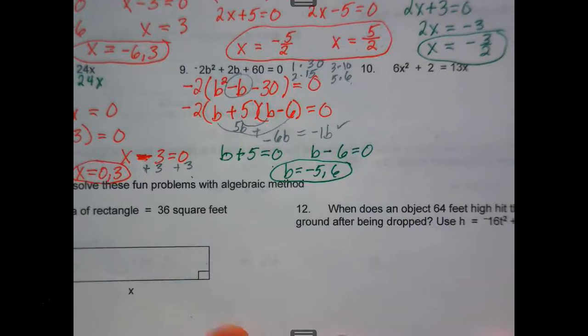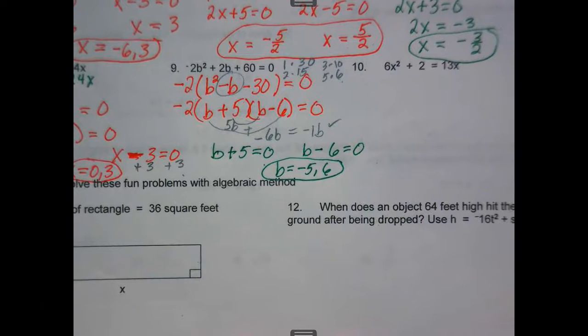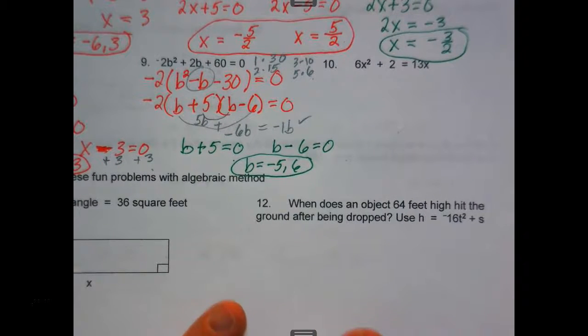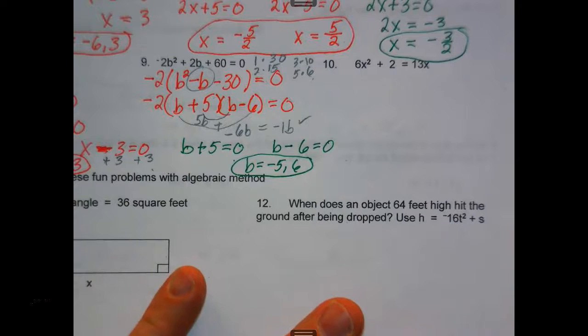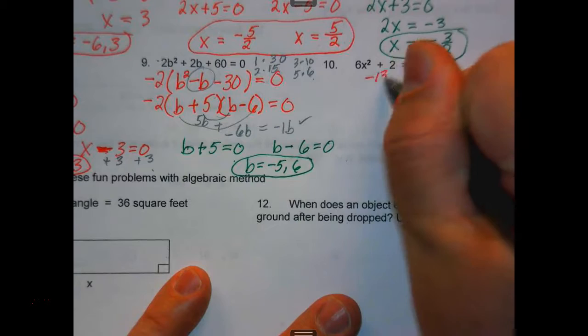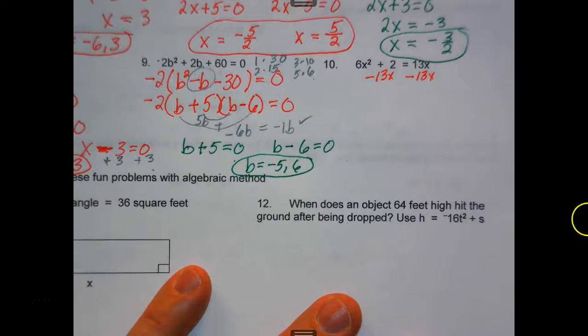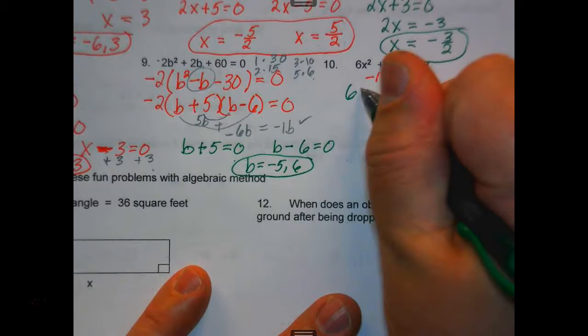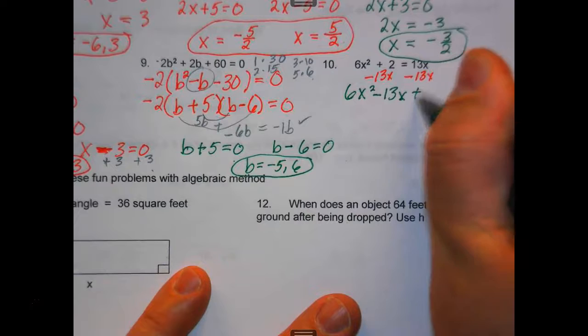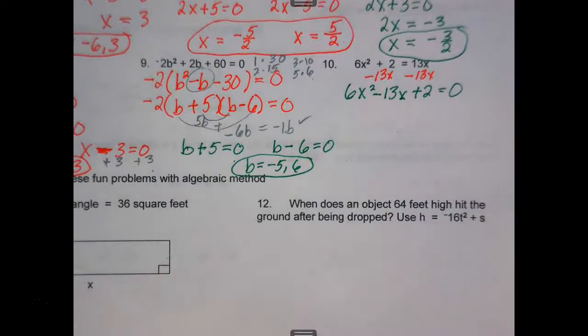Okay, number 10. Number 10, what do I do first? Subtract 13x from both sides. So I get 6x squared minus 13x plus 2 equals 0. Can I take out any common factors? No. I have a trinomial, so I have to use reverse FOIL.